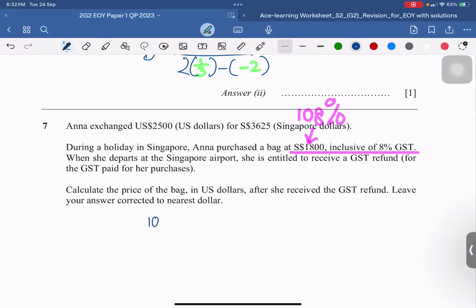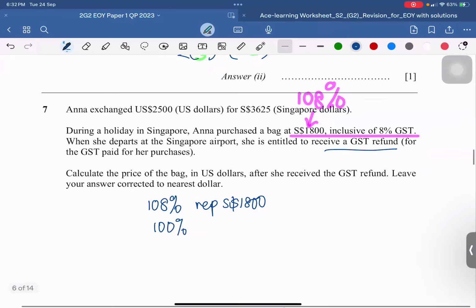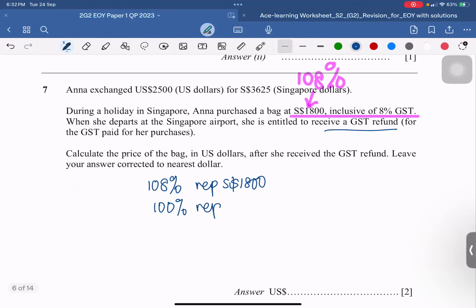So 108% represents $1,800. Find the 100%. She receives a GST refund, right? So go back to the original price. So 100%, what do you do? 1,800 over 108 times 100. Yes, times 100. Xavier, do you have a calculator with you? 1,666 and 2 over 3.